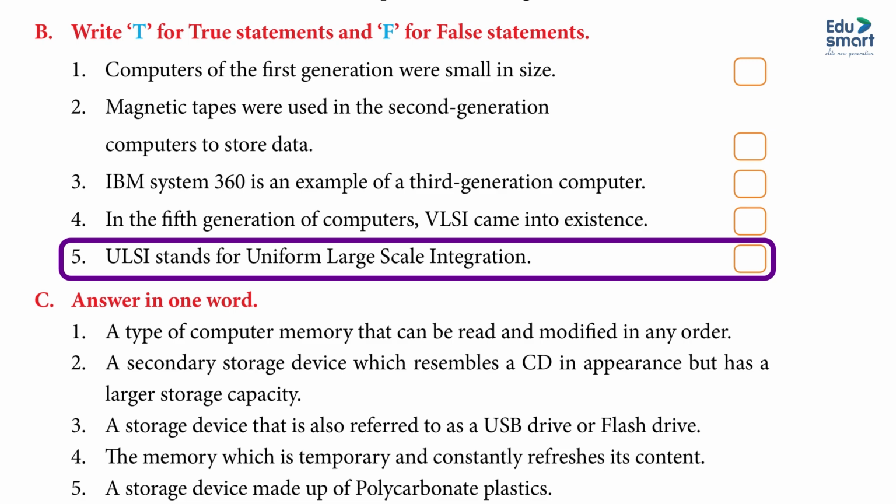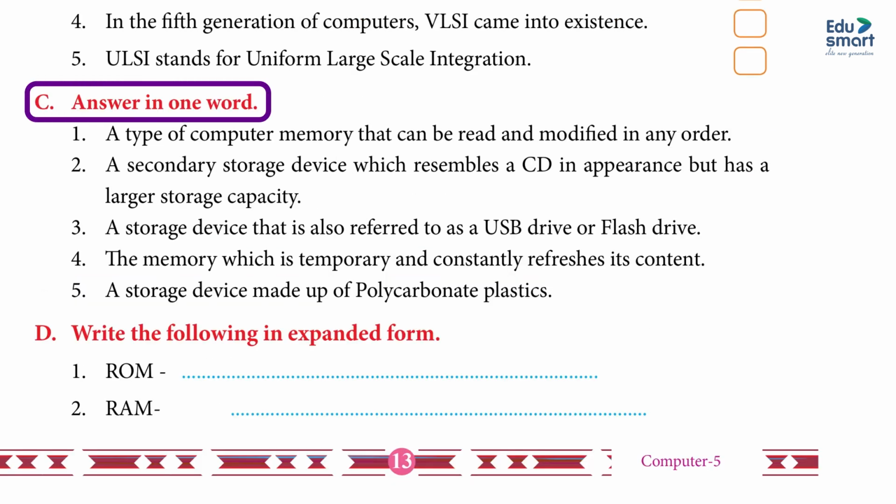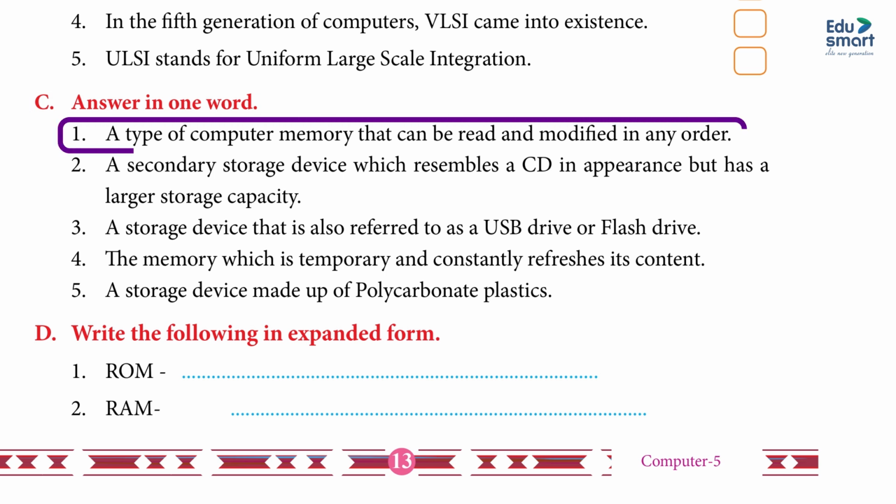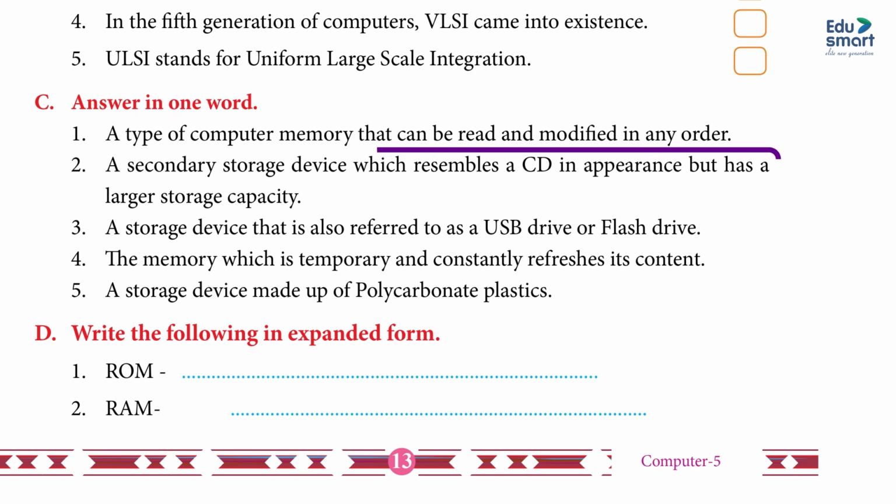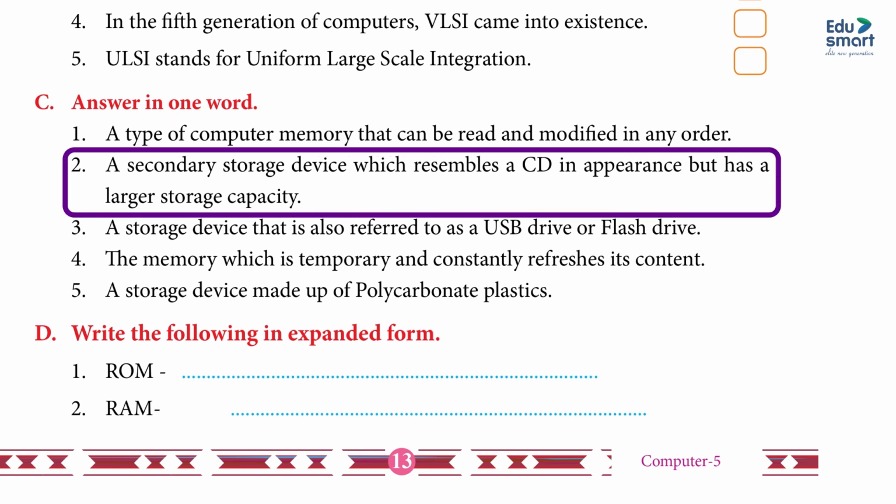5. ULSI stands for Uniform Large Scale Integration. Answer: false. C. Answer in one word. 1. A type of computer memory that can be read and modified in any order. Answer: RAM, random access memory. 2. A secondary storage device which resembles a CD in appearance but has a larger storage capacity. Answer: digital versatile disc, DVD.